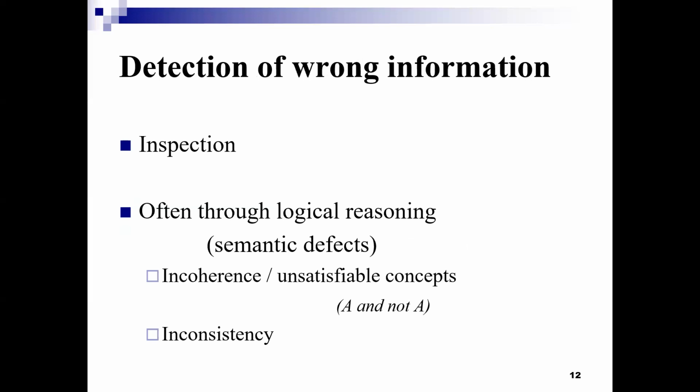So how do we detect wrong information? Well, ontologies are pieces of software, so you can use the inspection method where you carefully go through your code and check whether everything that you wanted to model is there and whether the intended conclusions can be derived within your ontology. Most systems that deal with wrong information deal actually with semantic defects, and they're based on logical reasoning. So they would check for you whether there are incoherent relations. So do you have unsatisfiable concepts, and do you have an inconsistent ontology?